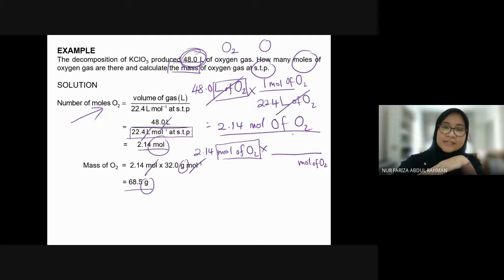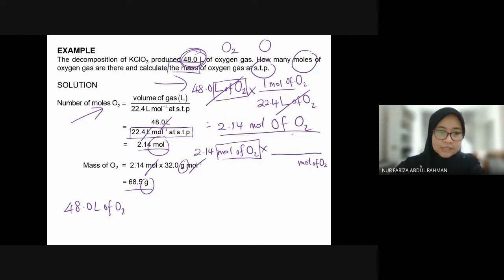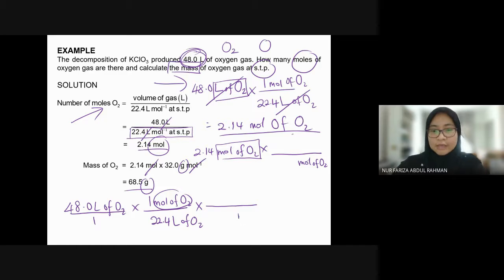Let's say I want to use this and I'll continue until mass. Until we calculate for mass. 48.0 liter of oxygen, then it should be 22.4 liter of oxygen. So at the top we have 1 mole of oxygen. If we were to calculate the mass straight away, look at the top, that is actually over 1, right? So mole of oxygen. So the bottom should have the same unit as the top.